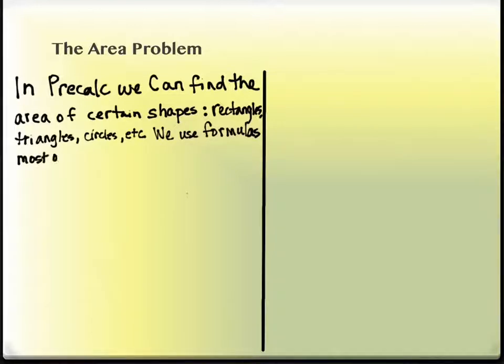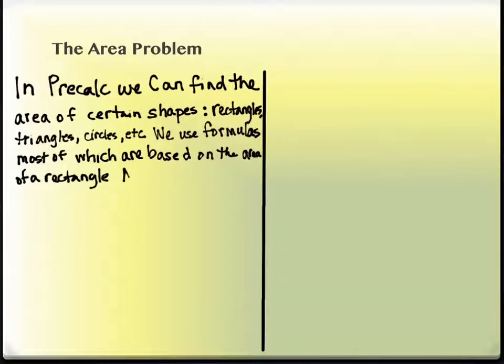Most of which, not all, but most of which are based on the area of a rectangle. And that formula, of course, is area equals length times width. So we find an area of a triangle using a variation of that formula. You find the area of a trapezoid using a variation of that, parallelograms using a variation of that. A lot of them are based on areas of rectangles.